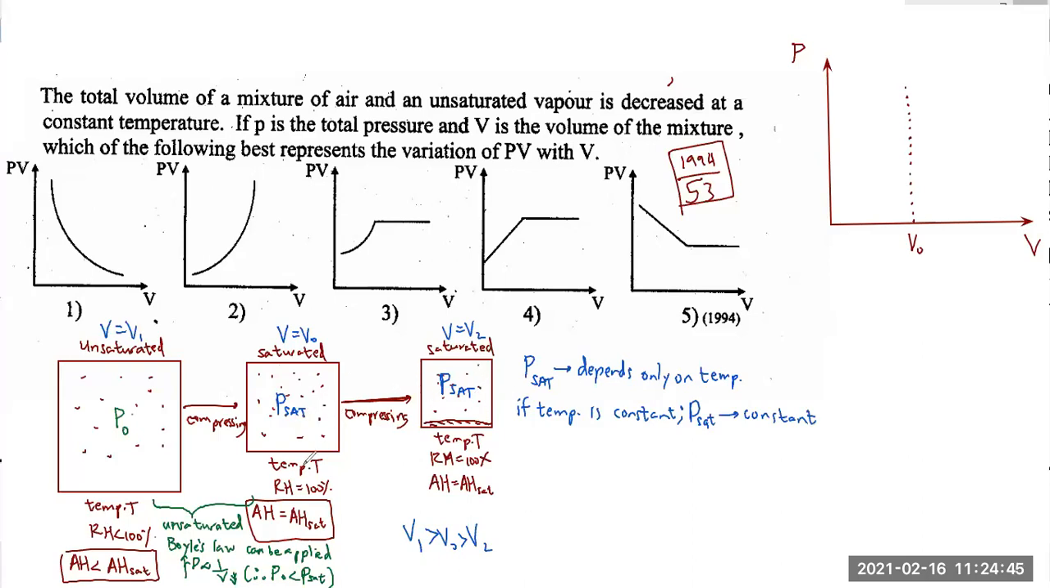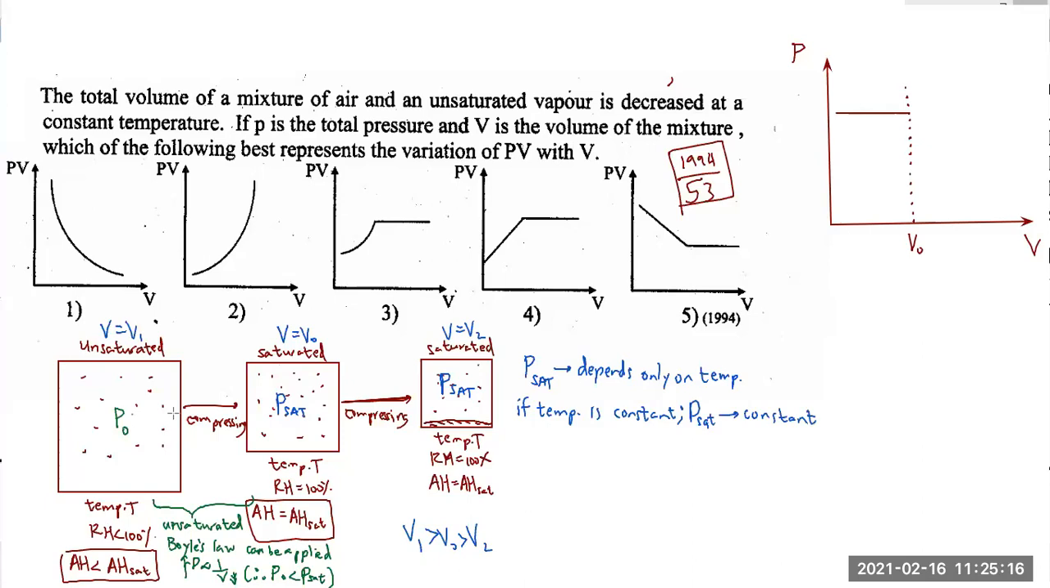Therefore, no matter how much you reduce the volume after V naught, what happens? Pressure doesn't change. So the pressure graph, guys, I'm not drawing the answer. Answer is 1, 2, 3, 4, 5. Not this. This is for PV and V. I'm first drawing P versus V, right? So pressure will not change initially. It will be constant.